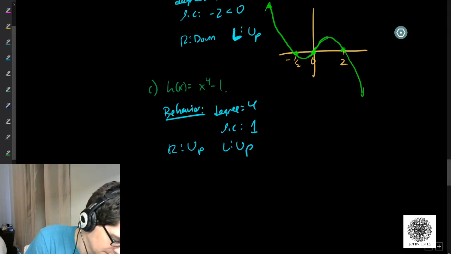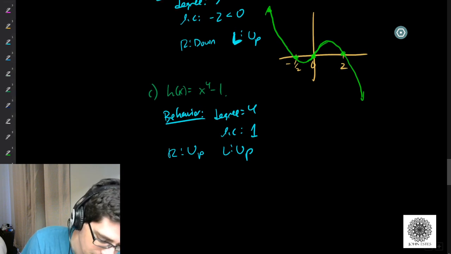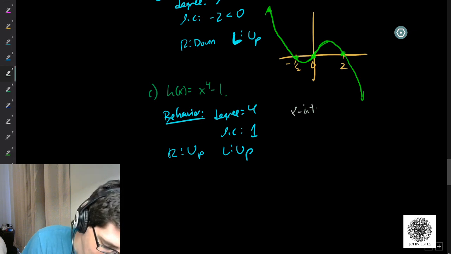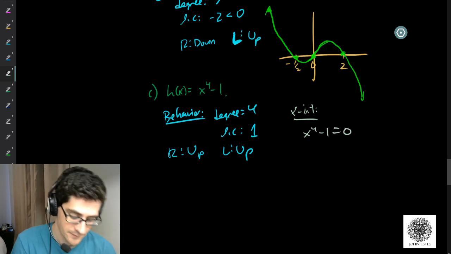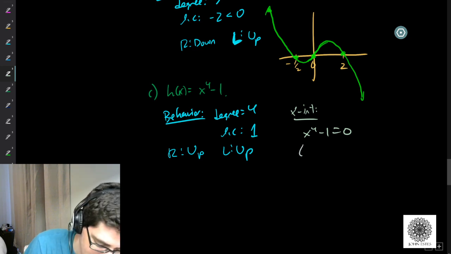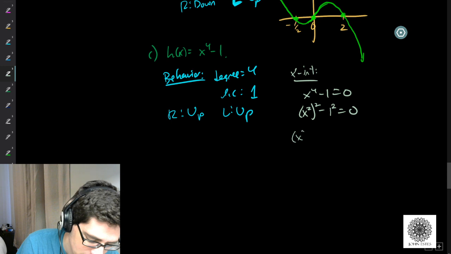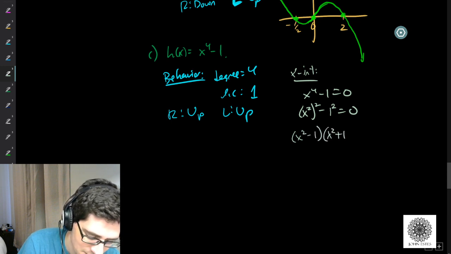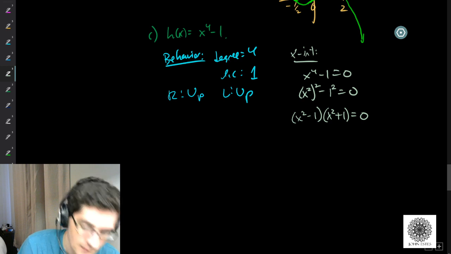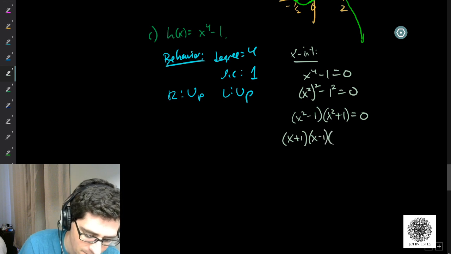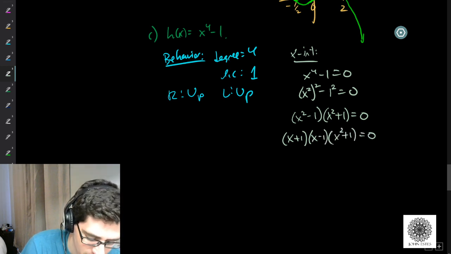Okay, now what about the intercepts? So let's look at the x-intercepts. I need to then set this thing equal to 0. And what I'm going to do is I'm going to factor, because I recognize that this is x squared squared minus 1 squared. So I can apply the difference of squares here and end up with x squared minus 1 times x squared plus 1 equals 0. And the x squared minus 1 factors to give me x plus 1 times x minus 1. And the x squared plus 1 doesn't factor over the real numbers.